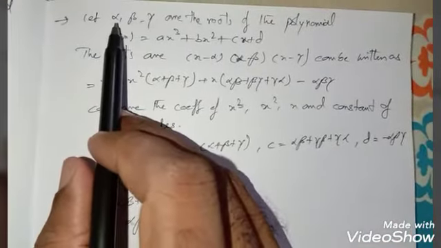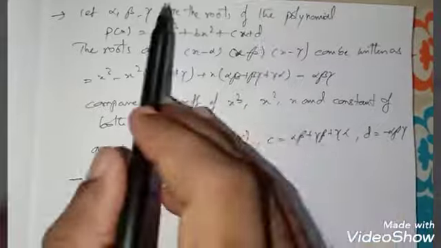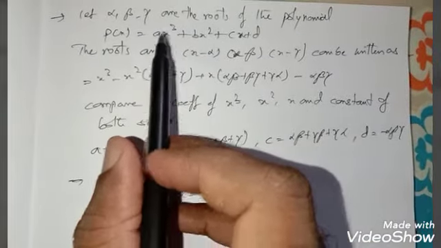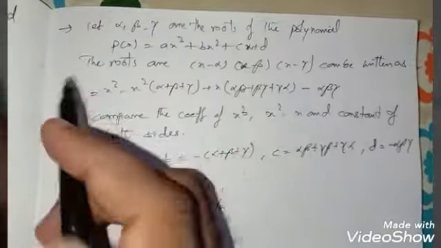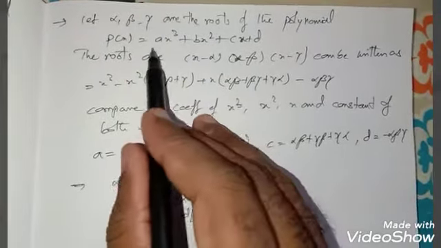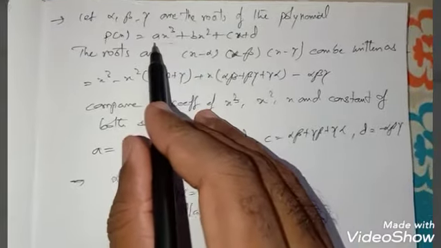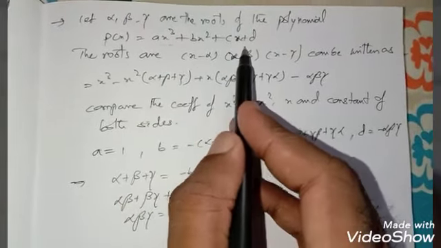So yesterday we have learned the relation between zeros and the coefficients of a quadratic equation. So today we are going to show the relation between the zeros and coefficients of the cubic polynomial, right? There is a cubic polynomial equation, that is ax cube plus bx square plus cx plus d.